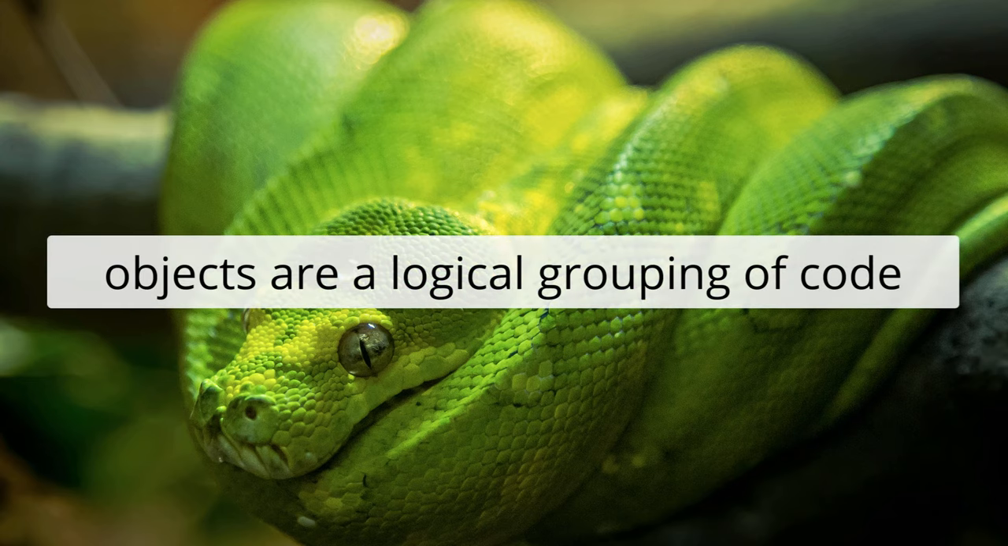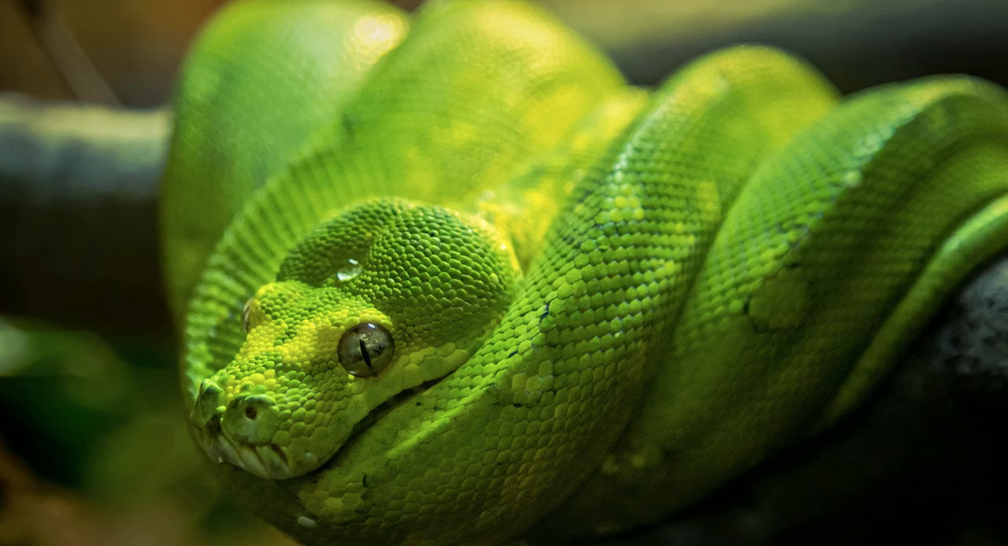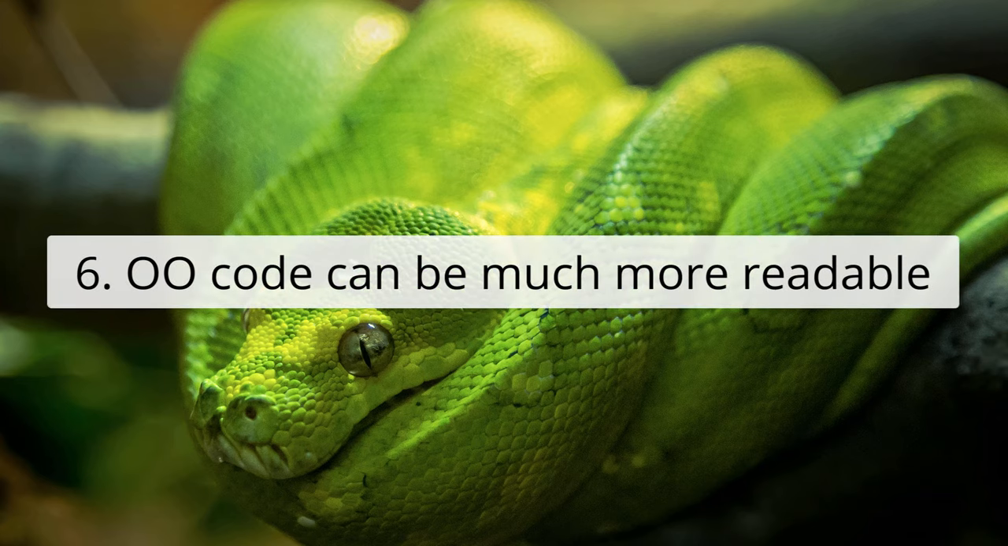So it's a logical grouping of code inside of this object, if that makes any sense. By the way, I'm interchanging class with object, because a class is the blueprint and they become objects when you're running your code. But anyway, and finally, another advantage of object-oriented code is that it can be much more readable if, again, you write the code properly. So there you go.